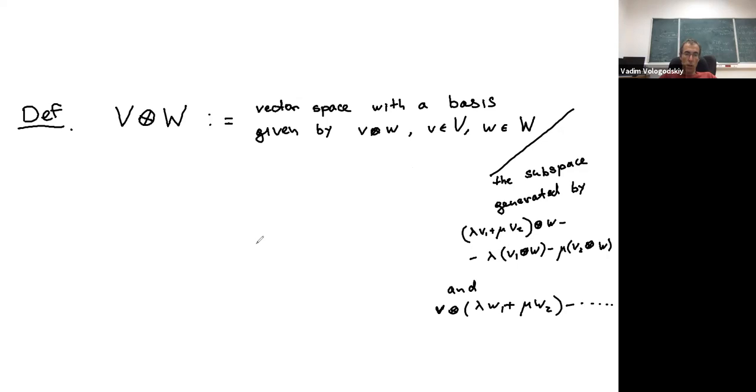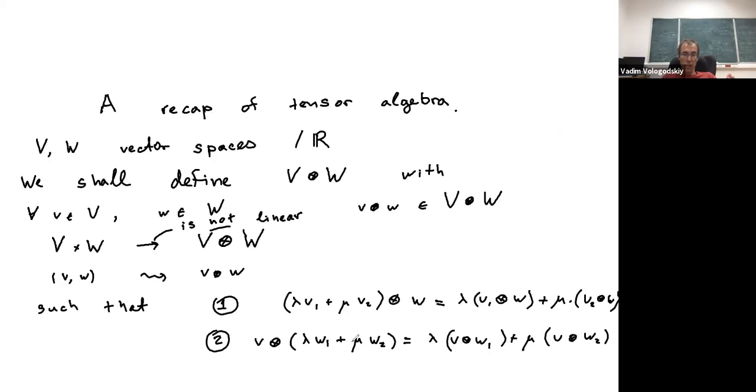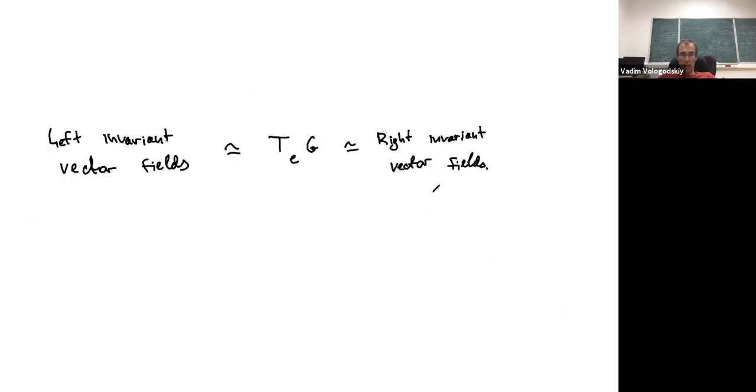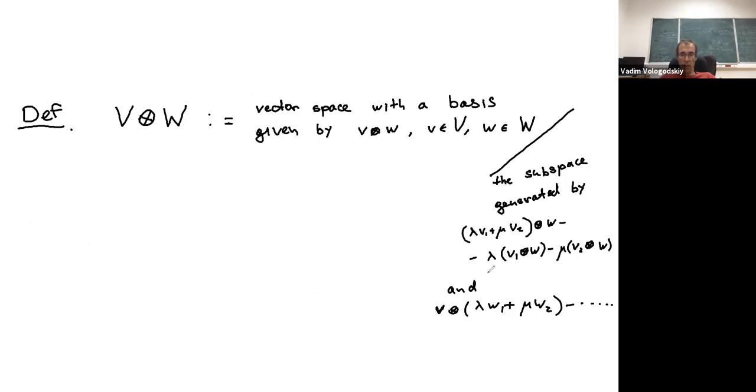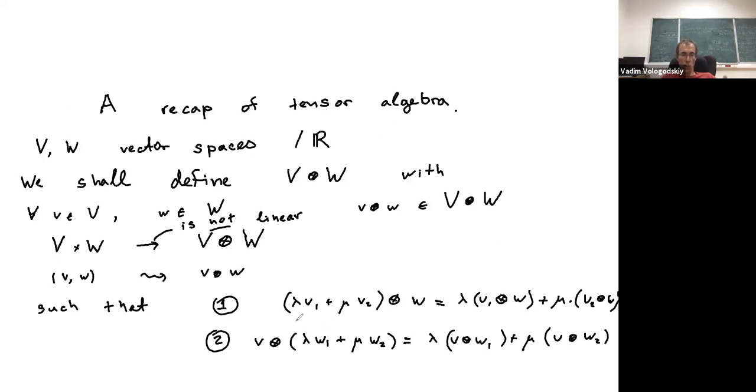So now I claim that by the very construction, the canonical map of sets that takes the pair V, W to V tensor W will satisfy these two properties. Okay? So that's the end of the definition.